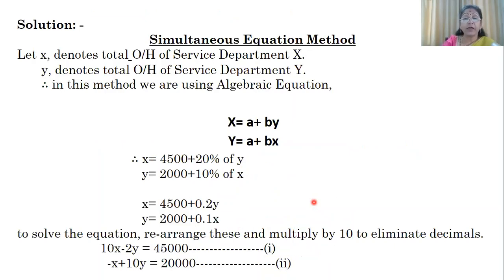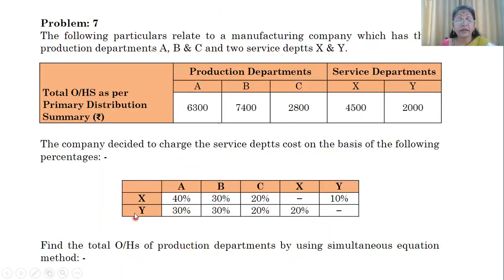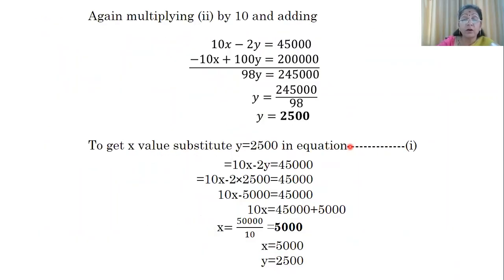See this x and y. This x and y changed, not this amount, isn't it? 4,500 we are using and we are used 2,000. What we got? X value now 5,000 and y value 2,500. Okay.